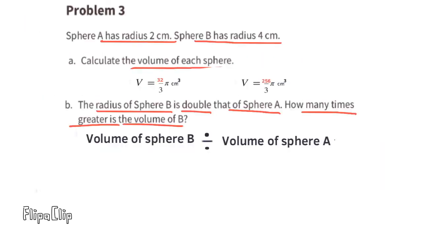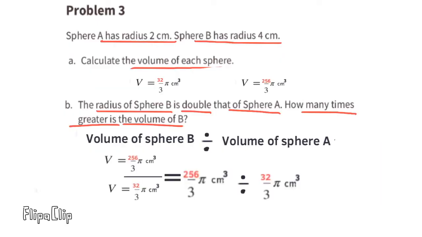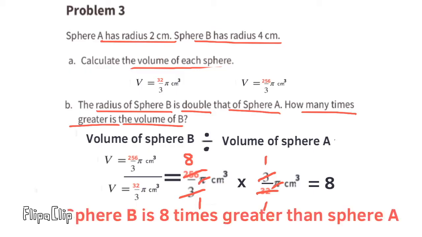The volume of sphere B divided by the volume of sphere A. Remember, when we're dividing fractions, we're really multiplying by the reciprocal of the second fraction. Here we can cross cancel. 3 goes into 3 once, 3 goes into 3 once, 32 goes into 32 once, and 32 goes into 256 8 times. 8 times 1 is 8. Sphere B has a volume that's 8 times greater than sphere A.